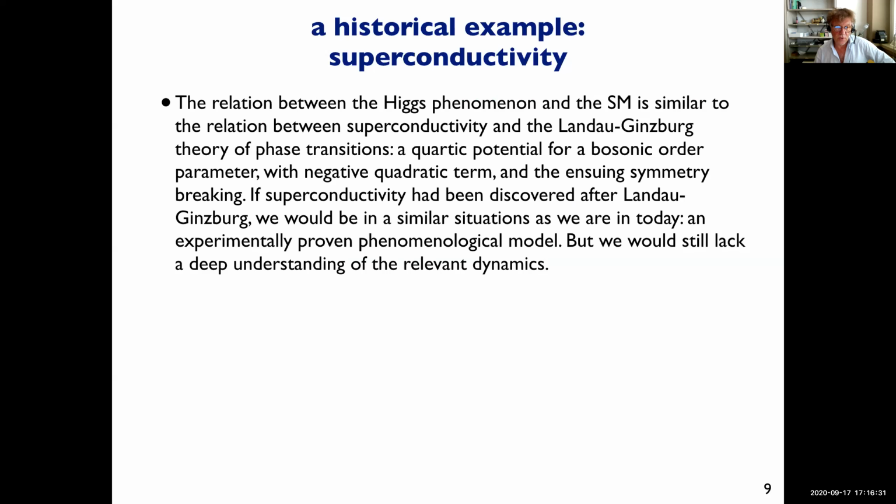Early on, superconductivity was understood in terms of a Landau-Ginzburg theory of phase transitions. In presence of a quartic potential for a bosonic order parameter with a negative quadratic term, then follows symmetry breaking. And all of the phenomenology of superconductivity can just be explained by these. If superconductivity had been discovered after the Landau-Ginzburg theory, we would be in a similar situation to the one we are in today.